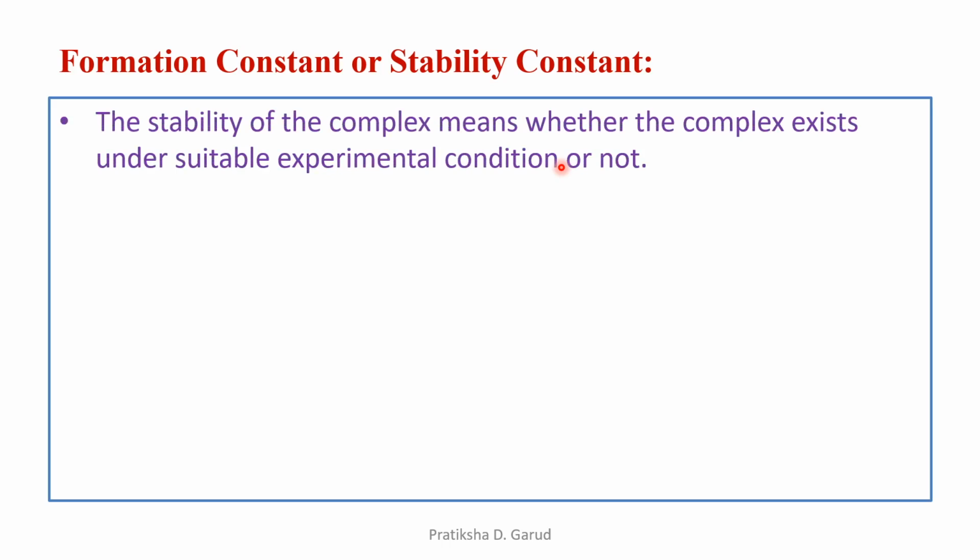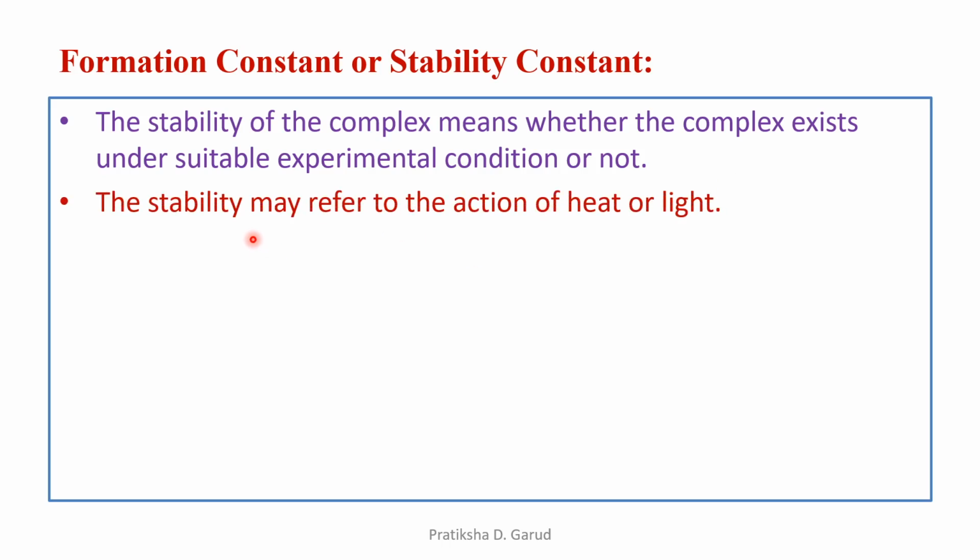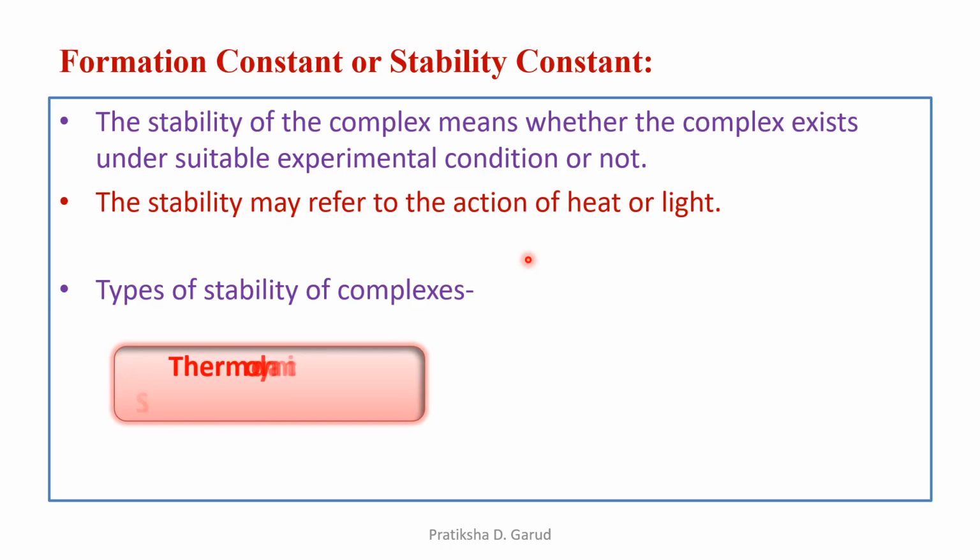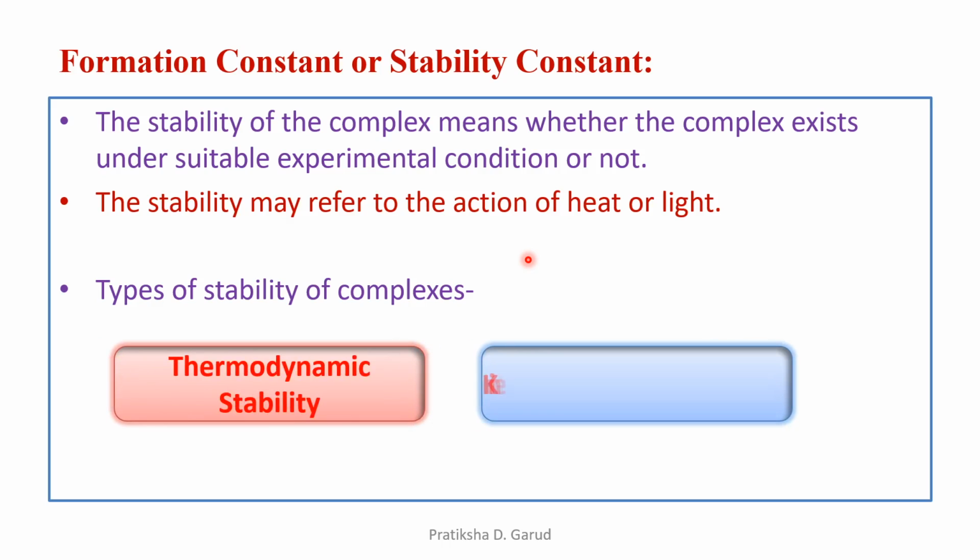We can say that the stability of the complex means whether the complex exists under given or suitable experimental conditions or not, or we can say that the stability may refer to the action of heat or light. Based upon this, we have two types of stability of the complexes. The first is known as thermodynamic stability, and the second type is kinetic stability. So we have two types of the formation constant or the stability constant.